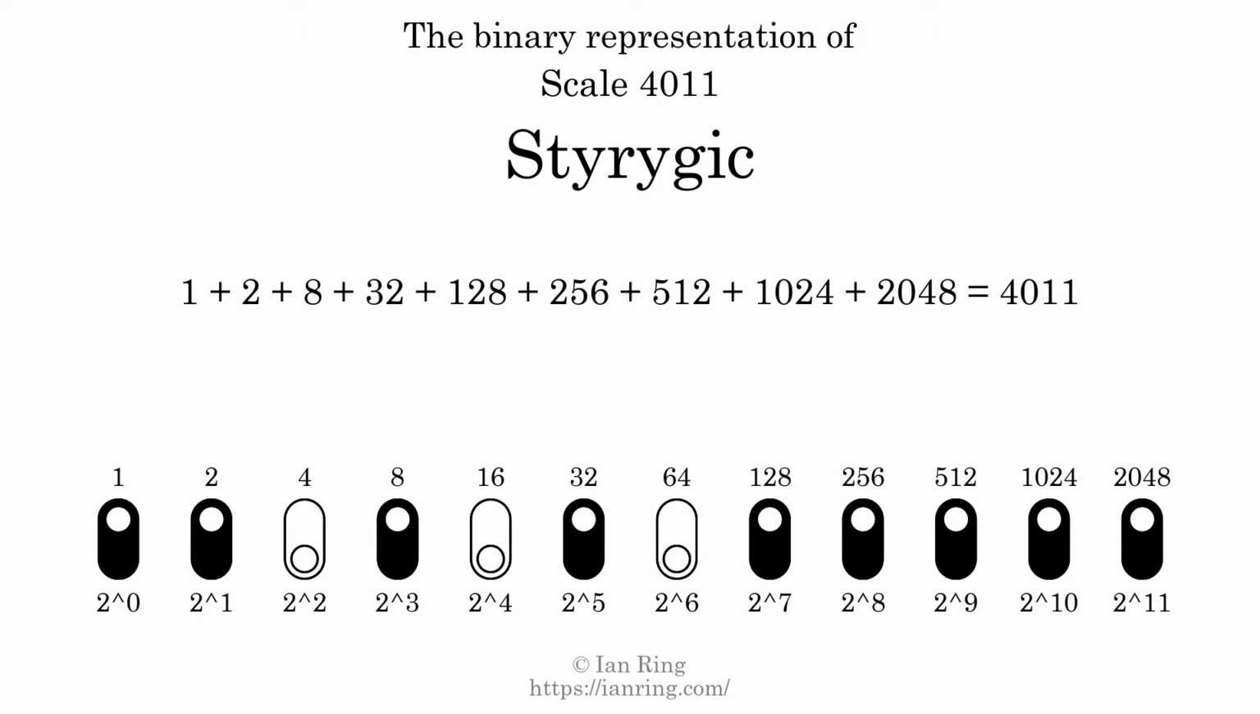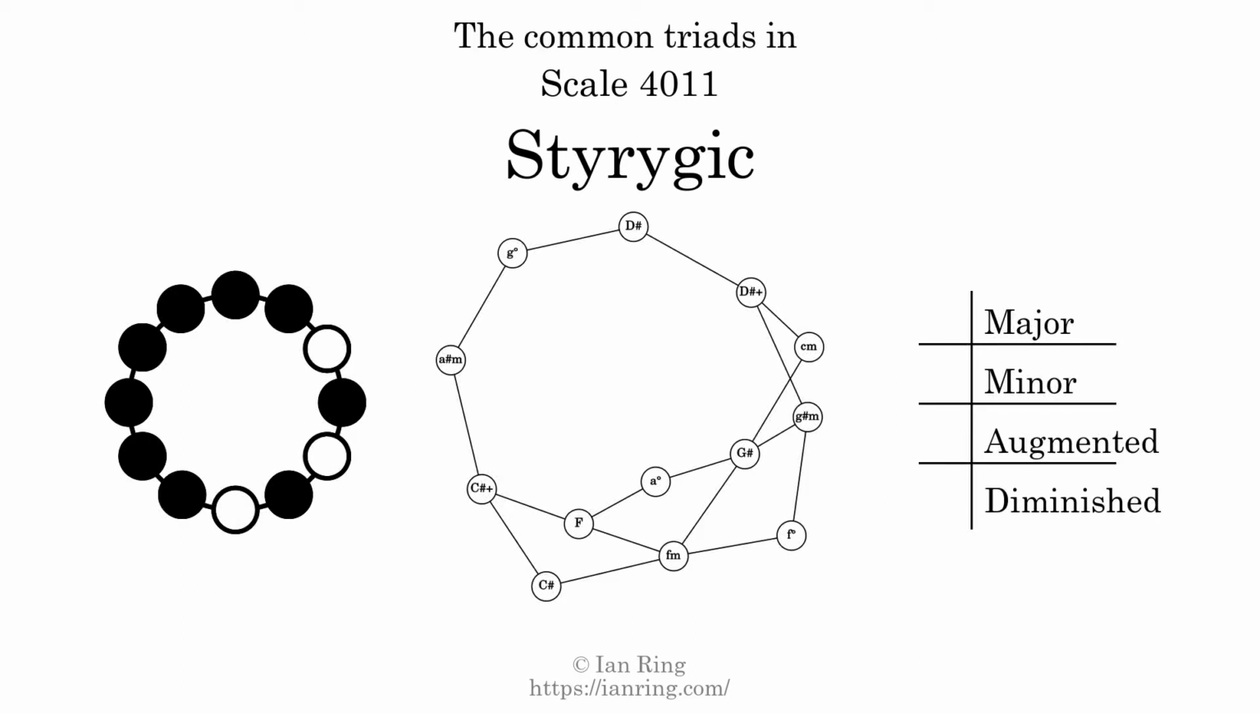The scale number not only enumerates the scale with a unique index, but it also literally describes the tonal content of the scale. Represented as a binary number in base 2, the scale number is 11111010101. Here are the common triads present in this scale.